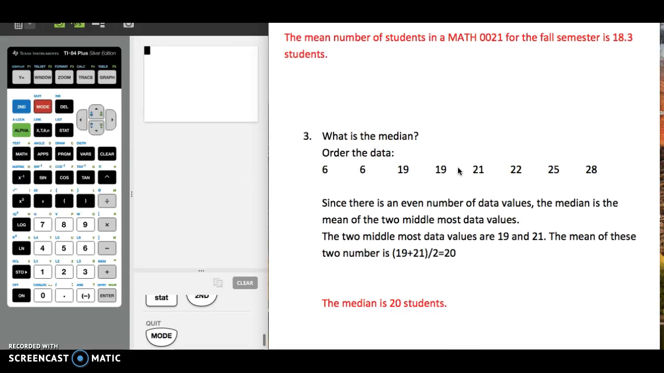Notice, when our data is in order, 20 falls right here. We have 4 values below that number 20, and we have 4 values above that number 20. The median divides your data set in half, where you have 50% below this number and 50% above that number.